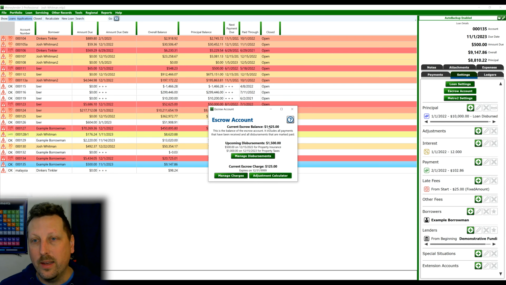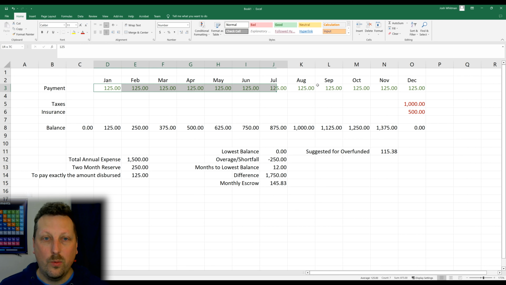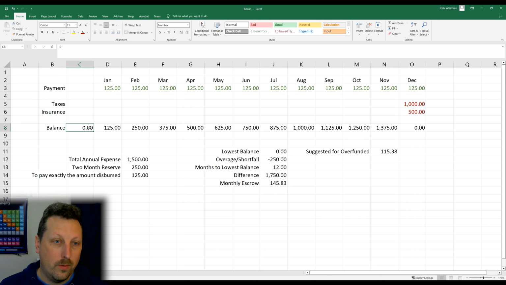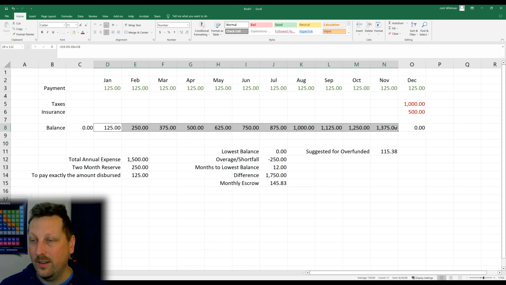Get ready to fall asleep because we are going to dig into the math behind the escrow analysis calculations. Let's start with an idealized situation, right? You know you're going to spend $1,500 in taxes and insurance on a property, so you divide that by 12, that's $125 a month. And then the escrow with no opening balance, you collect $125 every month until it eventually adds up to the full $1,500.